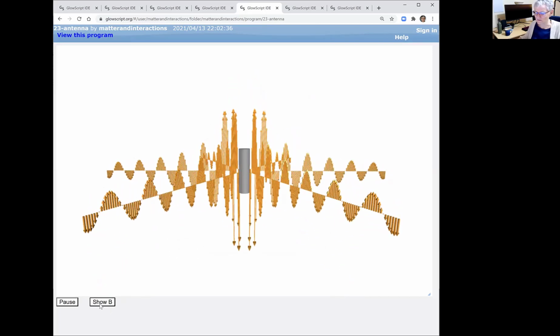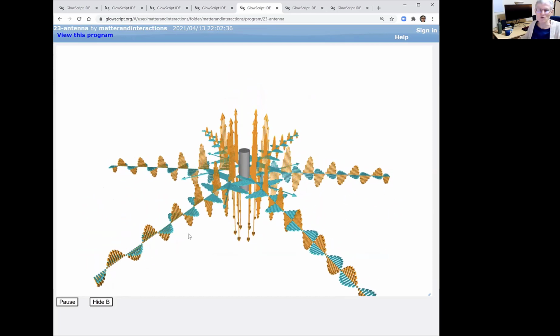It's pretty, isn't it? These patterns are kind of cool.